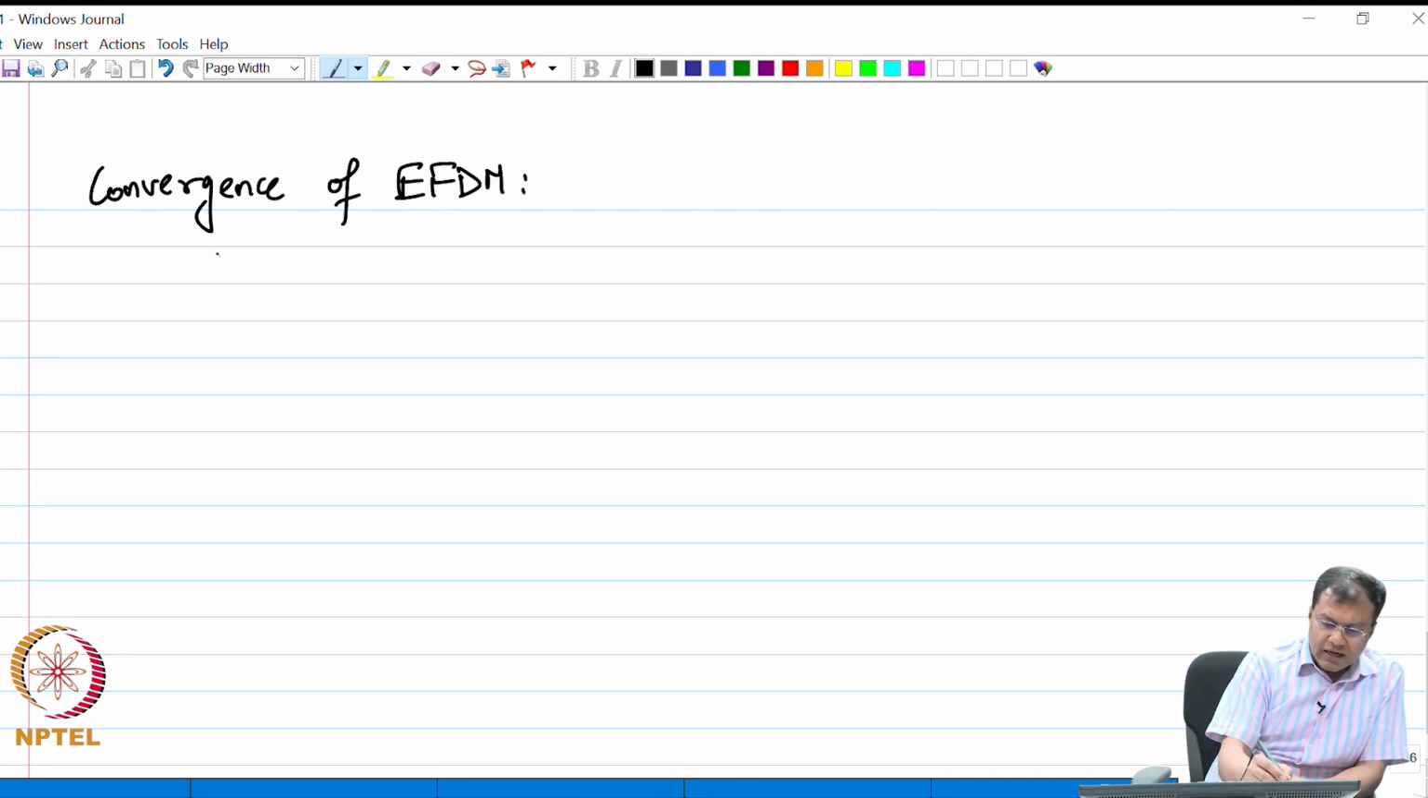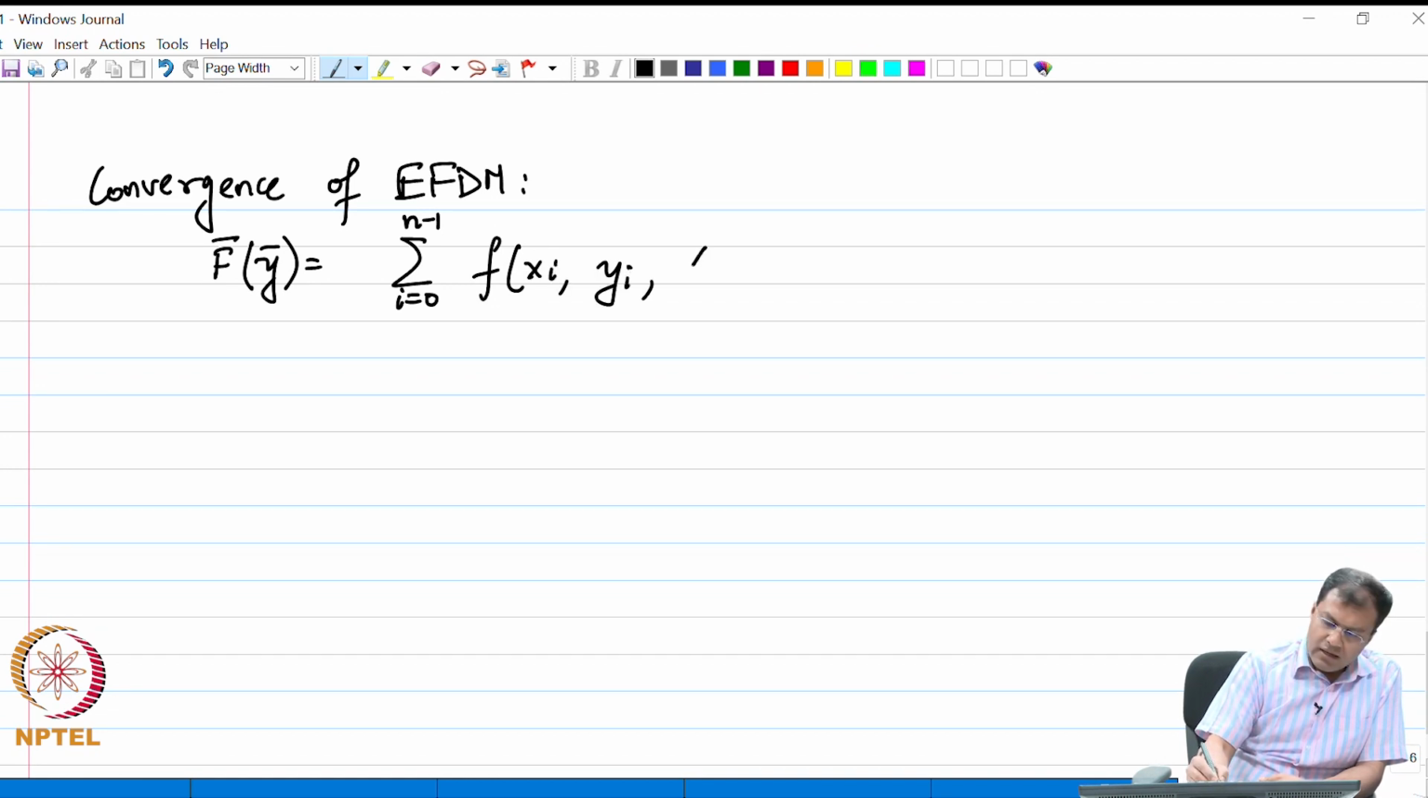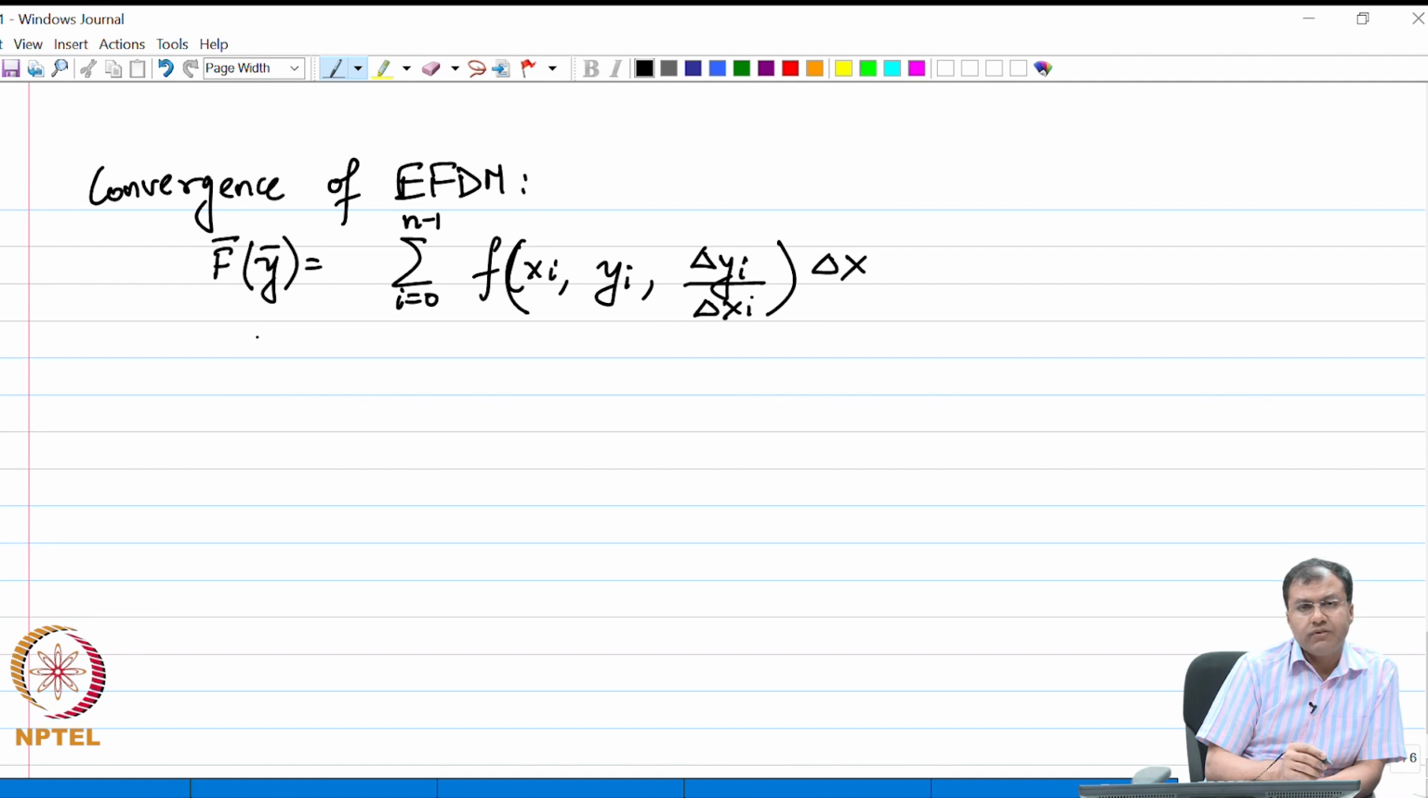So, let me just again state our function. Our vector function is as follows: summation i from 0 to n minus 1 of f of x_i, y_i, delta y_i by delta x_i, right, times delta x. Now, we want to differentiate, the Euler method differentiates this vector function with respect to y_i.